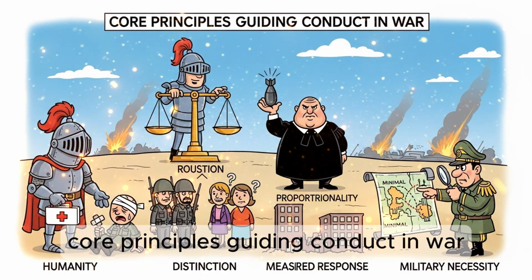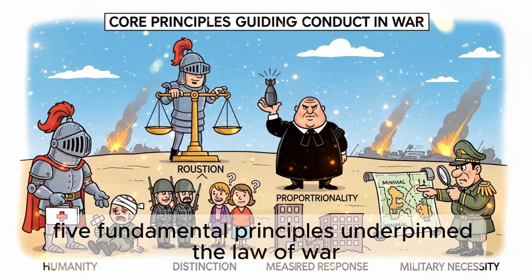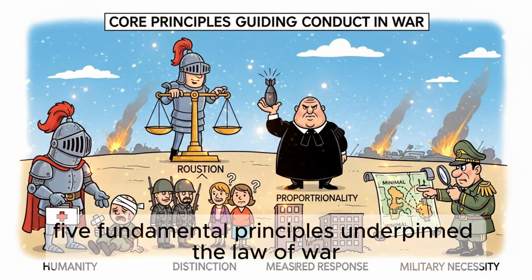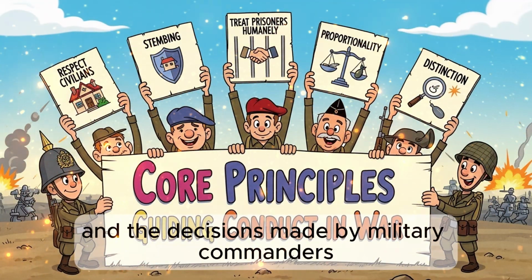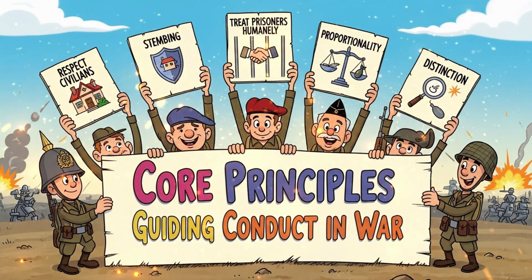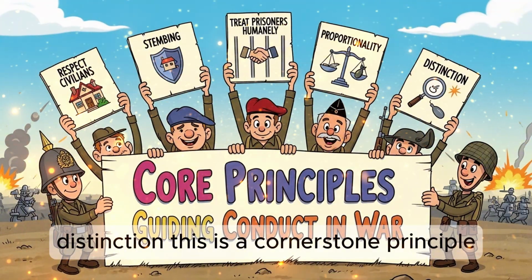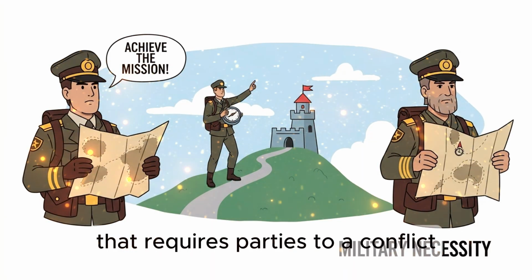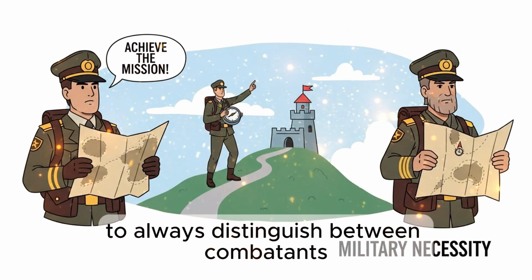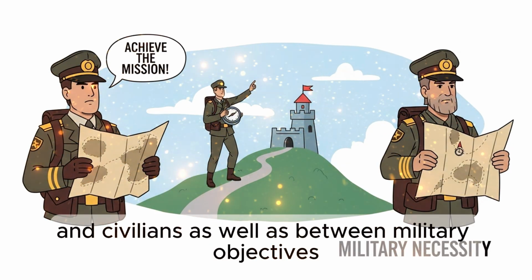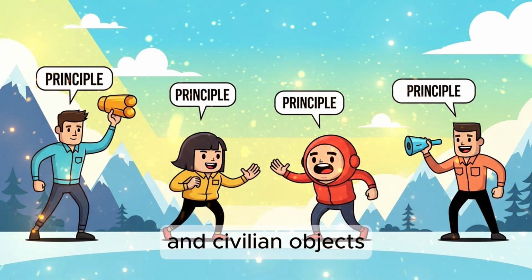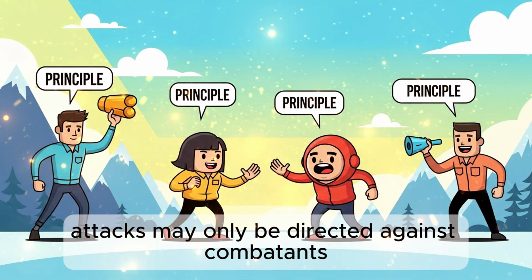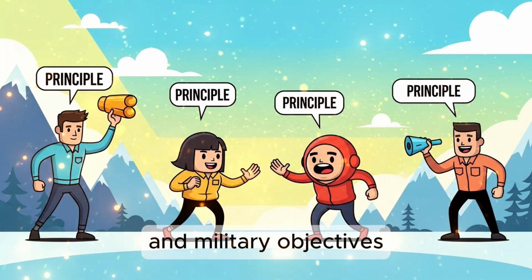Core principles guiding conduct in war. Five fundamental principles underpin the law of war, guiding the conduct of hostilities and the decisions made by military commanders. Distinction. This is a cornerstone principle that requires parties to a conflict to always distinguish between combatants and civilians, as well as between military objectives and civilian objects. Attacks may only be directed against combatants and military objectives.